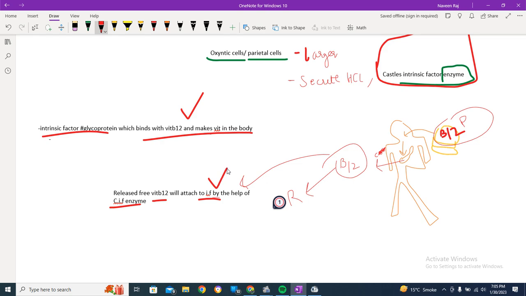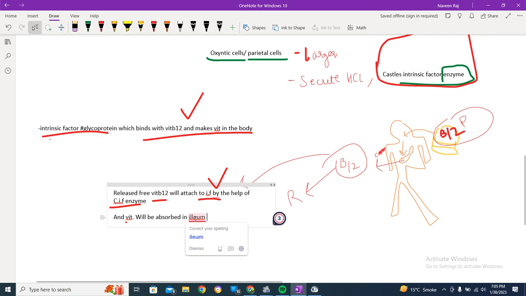The free vitamin B12 will bind to intrinsic factor with the help of the intrinsic factor enzyme, and the attached molecule will be absorbed. This is the process of vitamin absorption in the body. We need vitamins. The vitamin will be absorbed in the ileum. This is a part of what we are discussing this time, and we will discuss it further on.